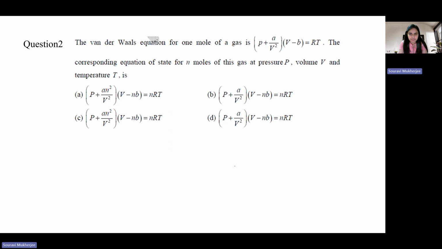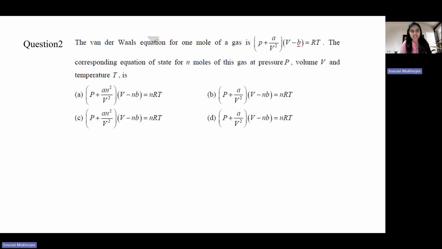So what would change? First, in place of 1 mole, if you have n moles, then the net volume occupied by n moles will be n times B. So this will now be replaced by nB, which is there in all the options. The other thing is, obviously, if the number of molecules increases, the interactions will also change, right? The interactions depend on the molecular density, and it goes as n square.